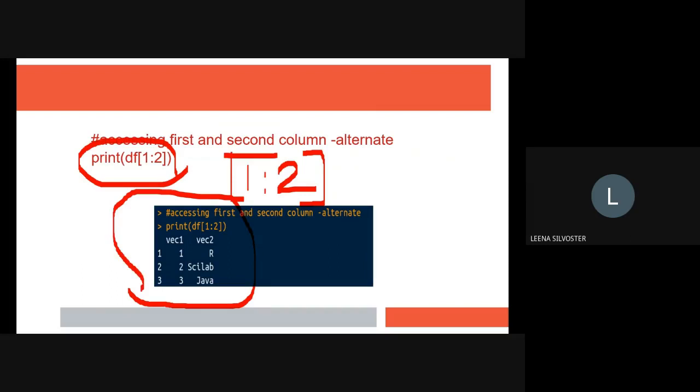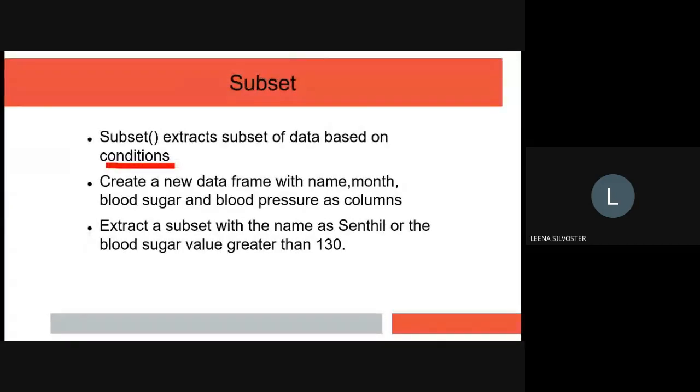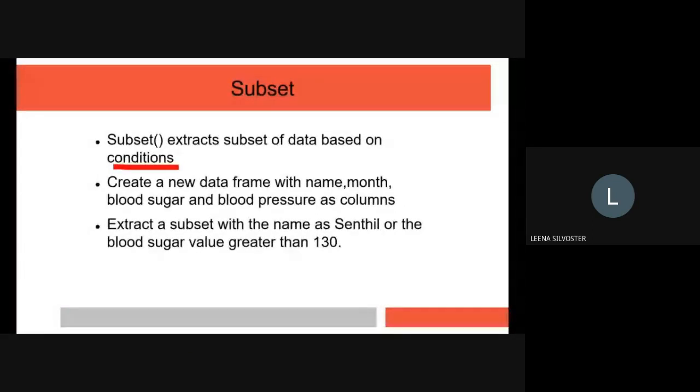Next command is the subset function. The subset function will extract a subset of data based on some condition. This condition is very important. So create a new data frame with name, month, blood sugar and blood pressure as columns. So 1, 2, 3, 4 columns. Extract a subset with the name as Senthil or the blood sugar level value greater than 130.